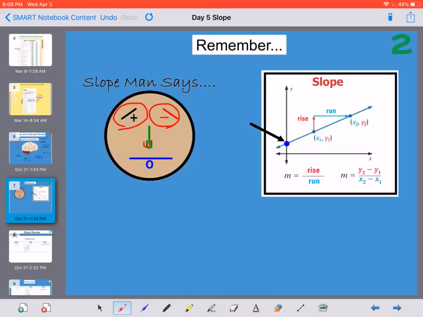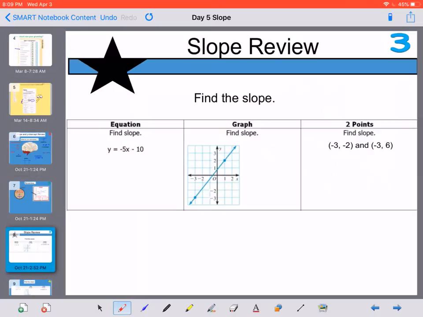Over here, remember slope is rise over run. So on a graph, we can use rise over run. But if we just have 2 points, we can use this equation, y2 minus y1 over x2 minus x1. So let's start by finding some of these slopes.